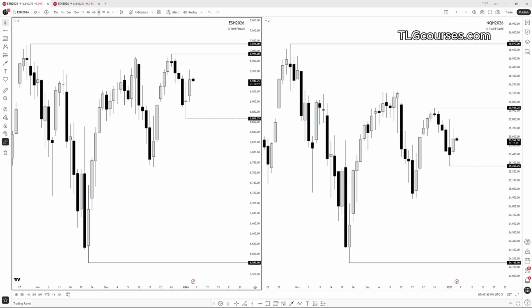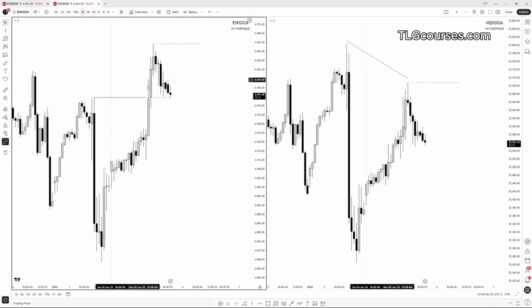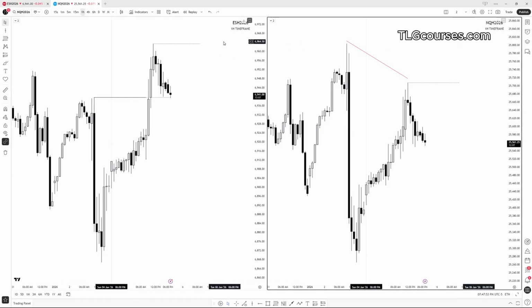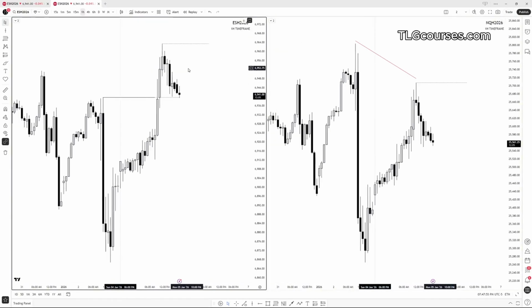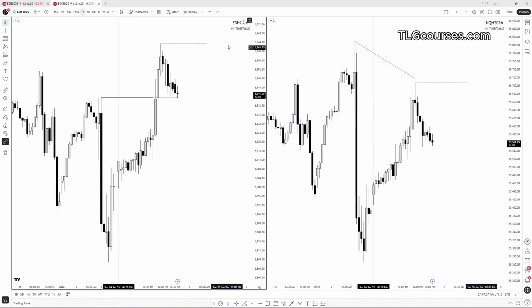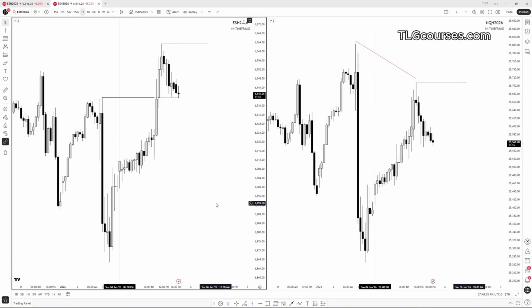What is CIC? CIC stands for crack in correlation. And in short, a crack in correlation is just whenever two or more closely correlated assets do something different. So the S&P 500 took this high here out, whilst the Nasdaq didn't take out this high. So that is a crack in correlation.